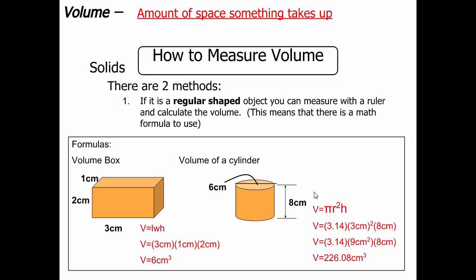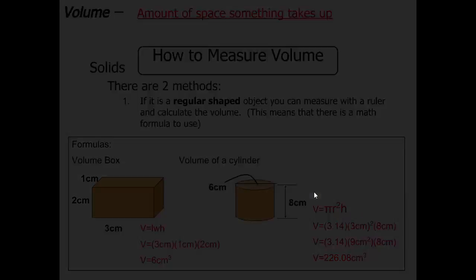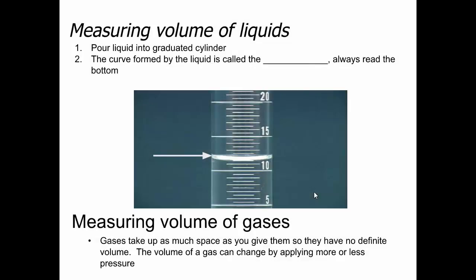If we have the option, we always should measure the sides and calculate. It's a more accurate means of measuring volume than the next method, which we're going to talk about. So if we can do a math formula and measure our object, that's the method we want to use to find the volume of an object. We can also find the volume of liquids. And to find the volume of liquids, we use a special tool.